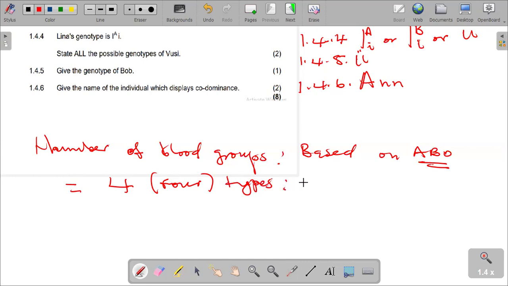Let's name them. We can have blood type A, blood type B, blood type AB, and blood type O. These are the four blood types that can be produced when talking about ABO blood typing.